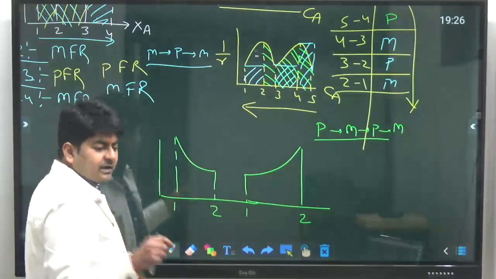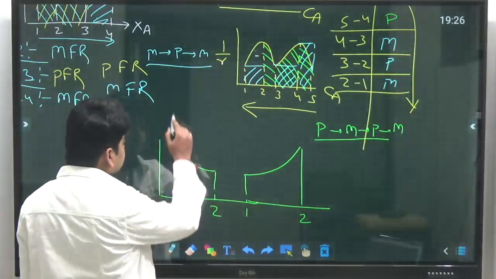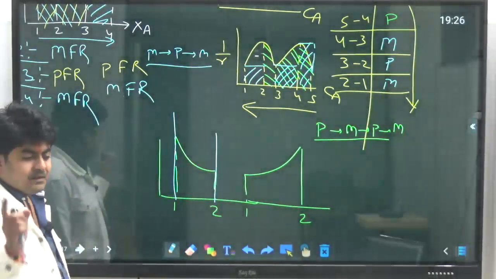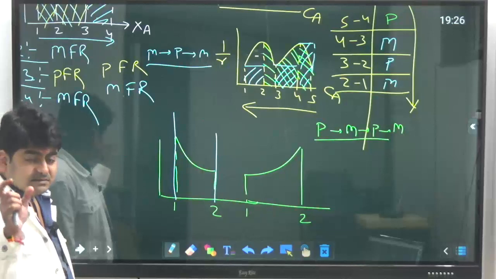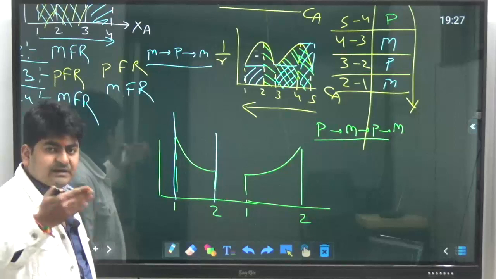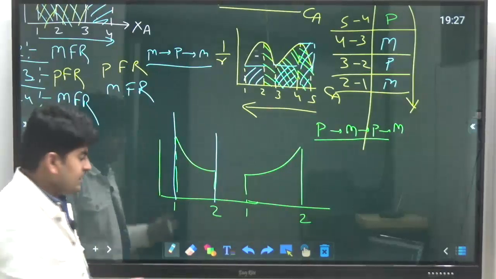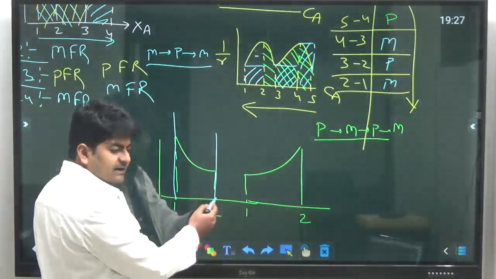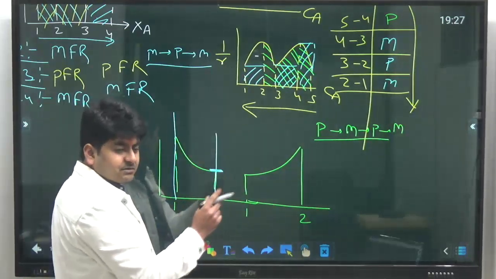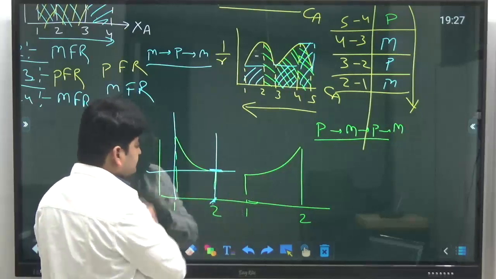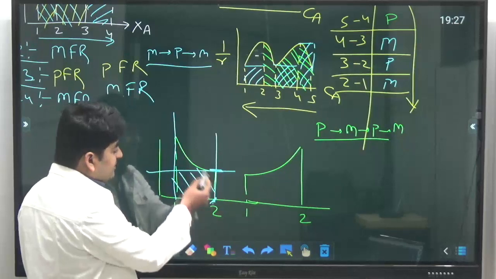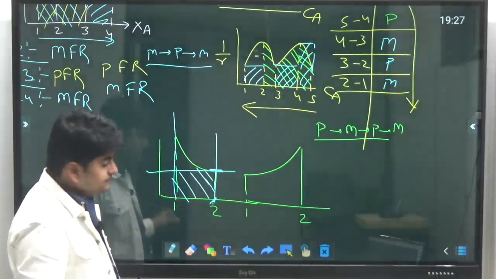See, simple. Just draw two vertical lines from each point, and now check for the intersection point between the final point, the final state, and the curve. So the final state is this, it is intersecting the curve here. Okay, so from that intersection, draw one horizontal line. The covered area will be the required rectangular area for MFR.